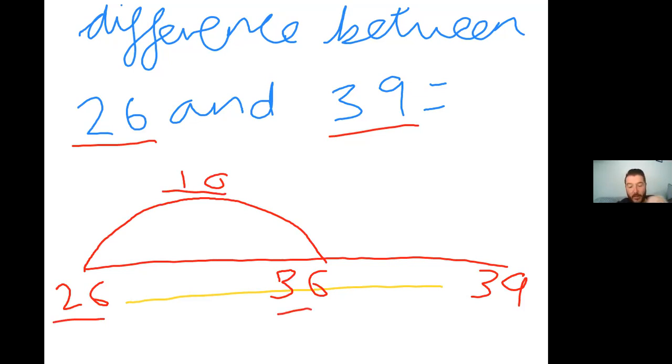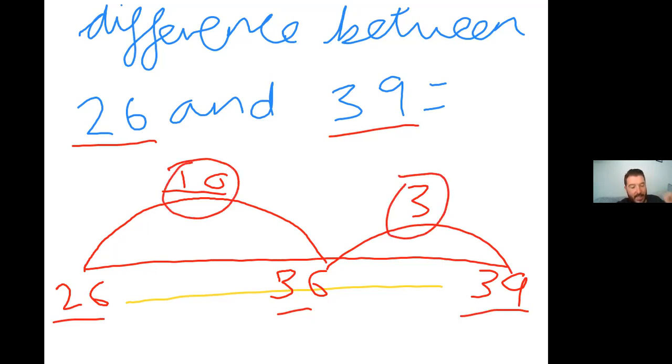Then I don't need to do another jump of 10 because that's going to take me past 39. All I need to do is 36, 37, 38, 39. That's a jump of 3, which takes me to 39. Now let's count the jumps. 10 add 3 is 13. So the difference between 26 and 39 is 13.